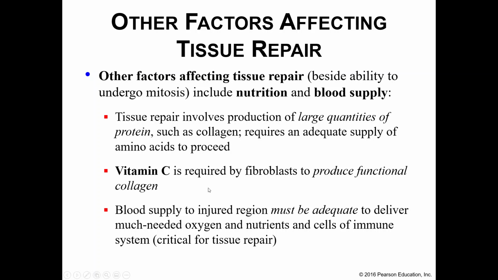Vitamin C is also a requirement for fibroblasts to create fully functional protein. And so if you don't have an adequate supply of vitamin C in your diet, and again, if you have a wound that you need to repair, your collagen fibers might not be quite as functional as they could be. And then again, we've mentioned over and over adequate blood supply to deliver the oxygen, the nutrients, even the immune system cells that we talked about that help clean up the damaged tissue. If you don't have a good blood supply, it makes it a little bit harder to do proper tissue repair.